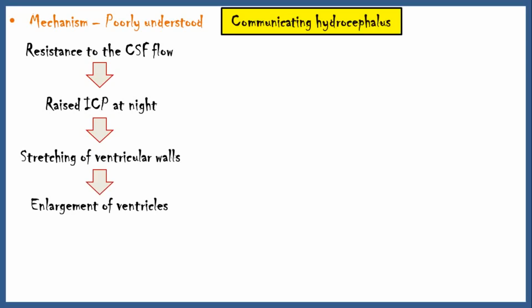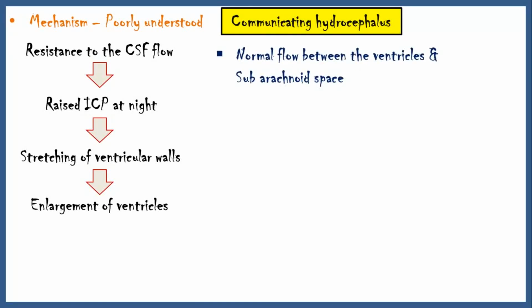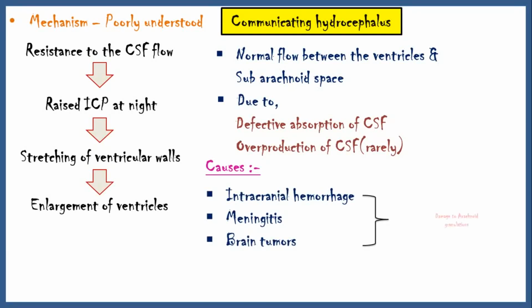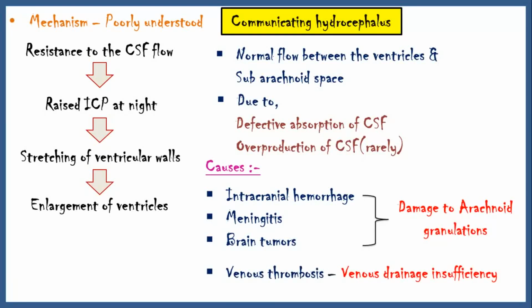In communicating hydrocephalus, there is a normal flow of CSF between the ventricles and subarachnoid space. This condition occurs due to defective absorption of CSF into the venous blood. And rarely it can occur due to overproduction of the cerebrospinal fluid. Causes of communicating hydrocephalus include intracranial hemorrhage, meningitis, and brain tumors which cause damage to the arachnoid granulations, and venous thrombosis, which causes venous drainage insufficiency and impairment of the CSF absorption.